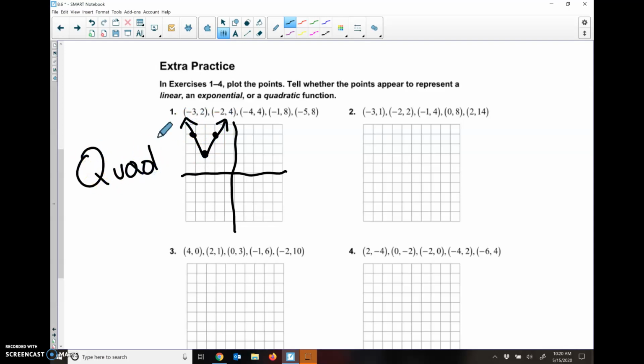And then like I said, we're going to have some numbers repeat. Like here I have 4 and 4, and here I have 8 and 8. So those numbers are repeating. So it's a good sign that that's going to be a quadratic graph.